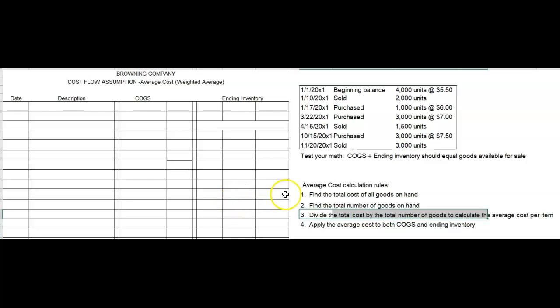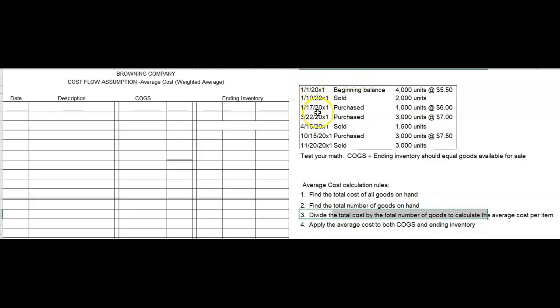I'd like to give you a few rules to follow with respect to the calculation of average cost or weighted average. First, find the total cost of all goods on hand before the sale. Then find the total number of items on hand. Then divide total cost by the total number of items to calculate average cost per item. Apply that average cost per item to both the cost of goods sold and the ending inventory. Let's get started.